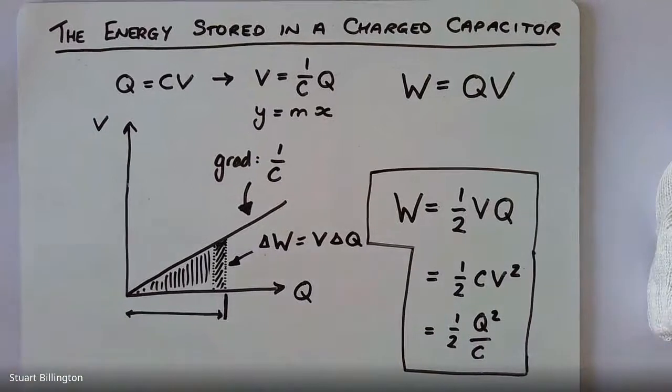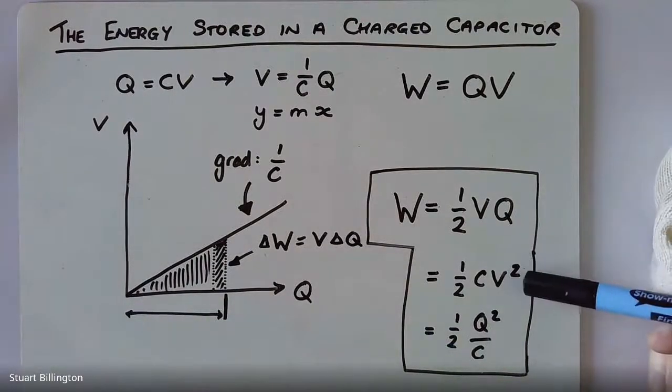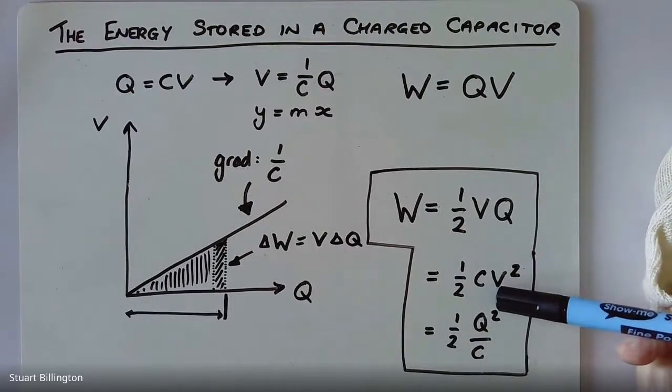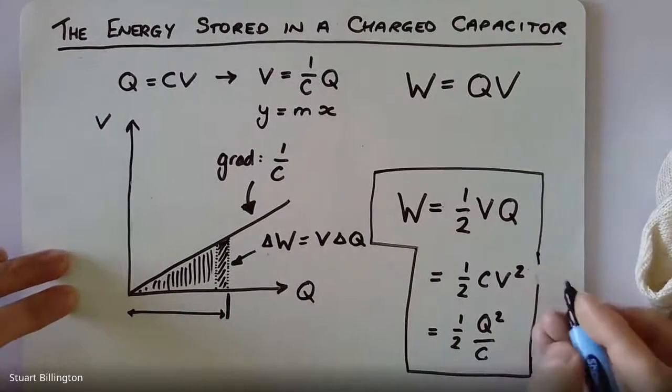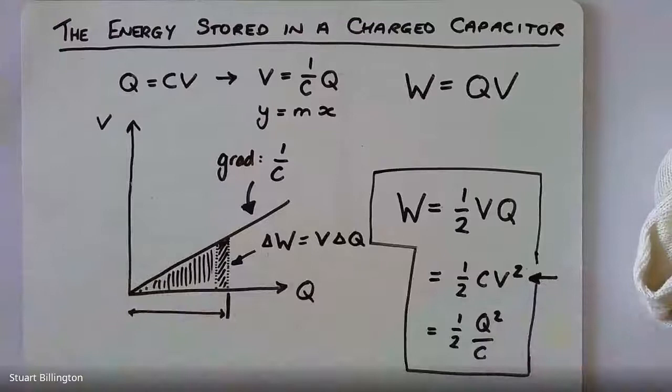So common applications of this would be to take a capacitor of known capacitance, raise it up to a known potential difference by attaching it to a power pack and waiting for it to charge. And then if you apply this formula, this is the most commonly used version of it because we generally know the capacitance and the potential difference more than we do the charge.